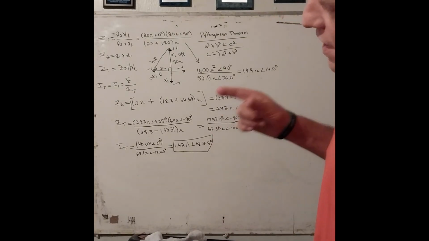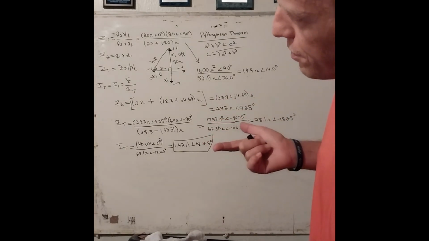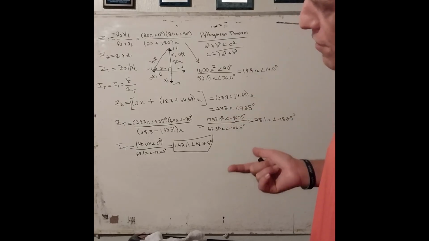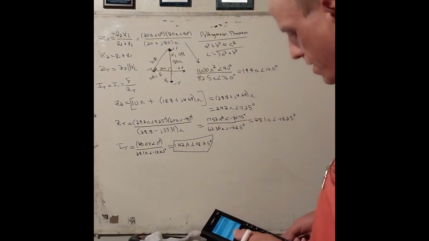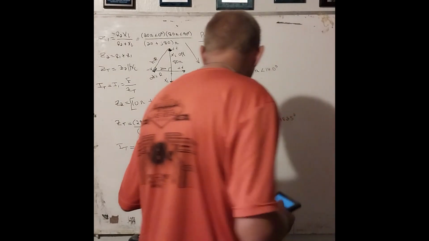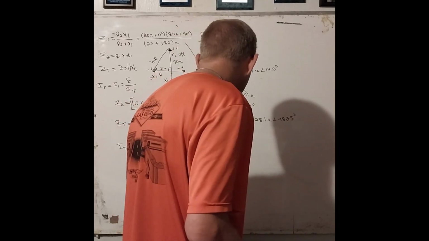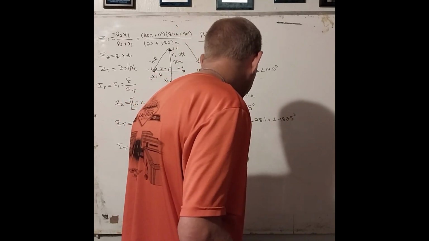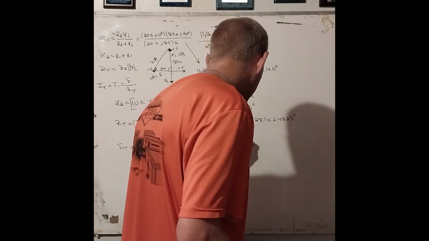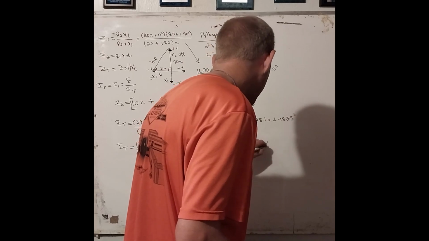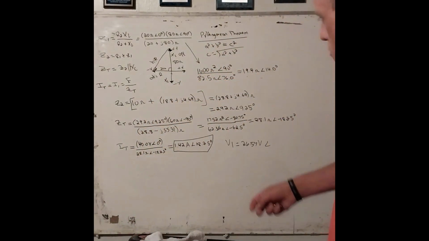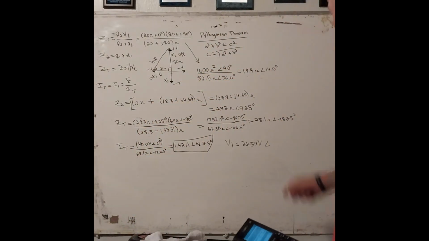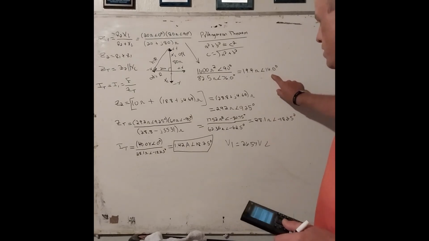And Z sub 1 is X of L in parallel with R2. So we get the voltage drop for X of L. That's the voltage we wanted. And that value is 26.57 volts. V1 is equal to 26.57 volts at an angle of, well, 14.